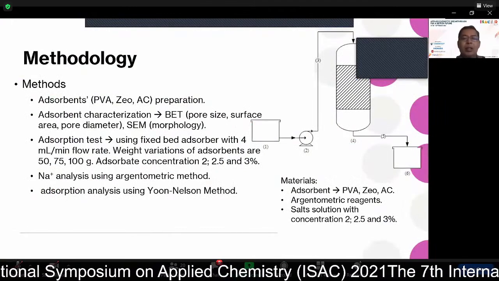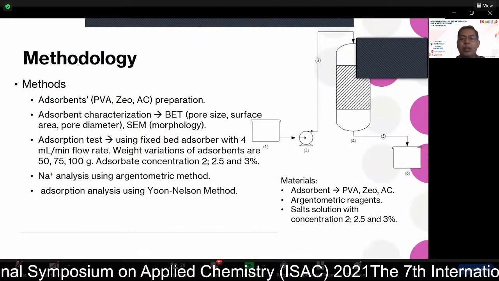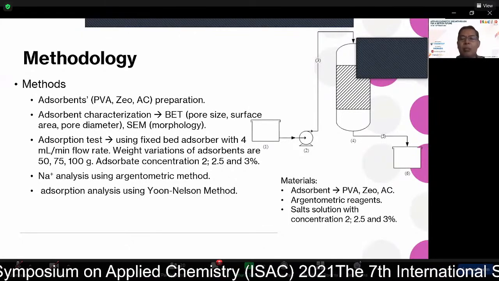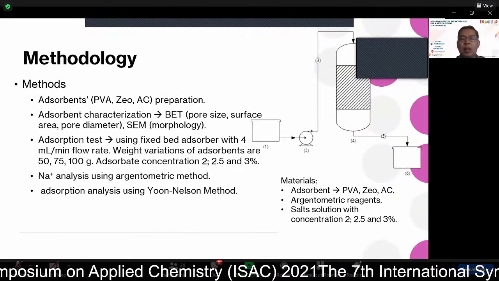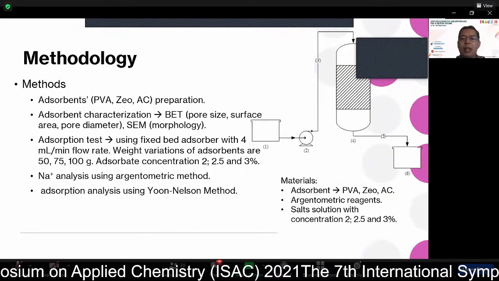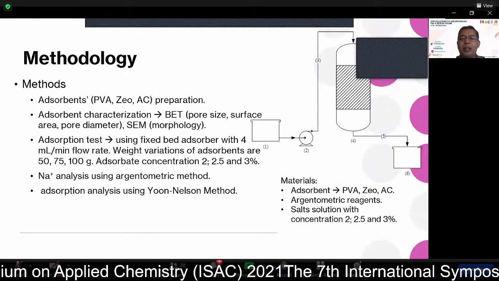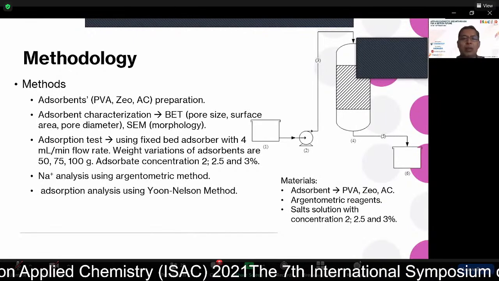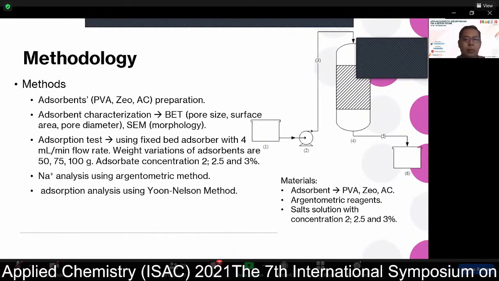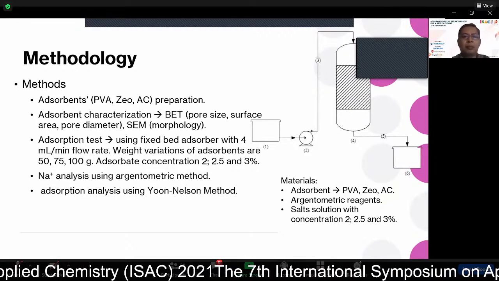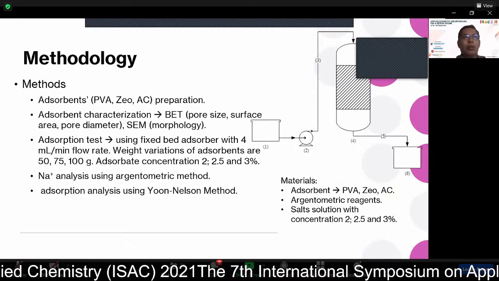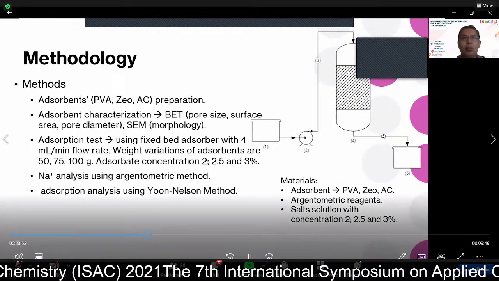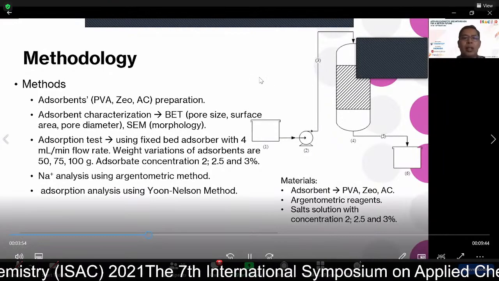In the methodology of the research, we used some materials, including adsorbents: polyvinyl alcohol, zeolite, and activated carbon, and also argentometric reagent, and then salt solution with concentrations of 2, 2.5, and 3%. The adsorbents we have to prepare first, to remove the water content in the adsorbents.